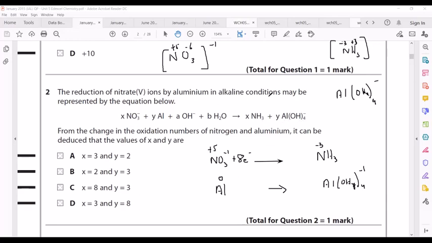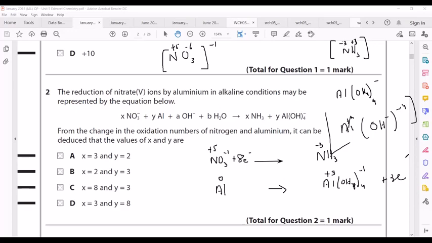aluminium will be +3, because each hydroxide ion is -1, and there are 4 hydroxide ions, so this will be -4. So aluminium should be +3 to have the overall charge of -1. So aluminium changes from 0 to +3, which means it should lose 3 electrons. So this should be 3.